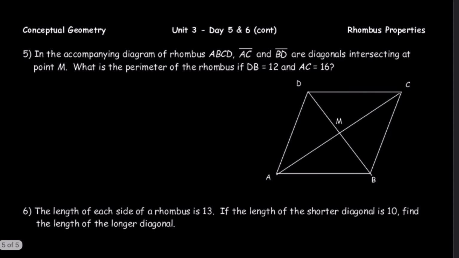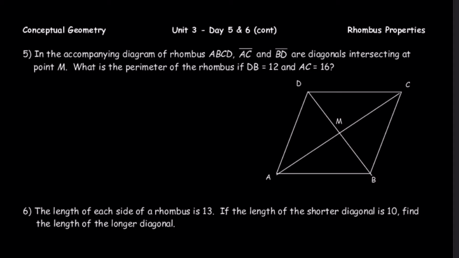All right, next example. In the accompanying diagram of rhombus ABCD, AC and BD are diagonals intersecting at point M. What is the perimeter? So we're seeing that perimeter again. That means I'm going to have to add all the sides of the rhombus if DB is 12. Now, this is going to be a little bit challenging because notice this is DB right here. The whole diagonal is 12.